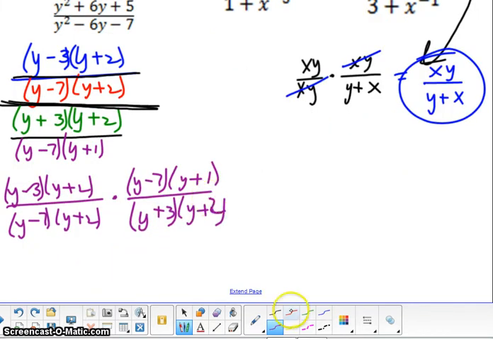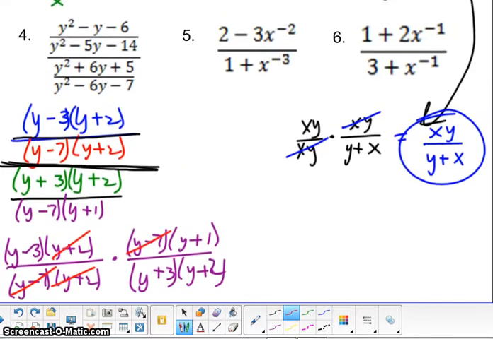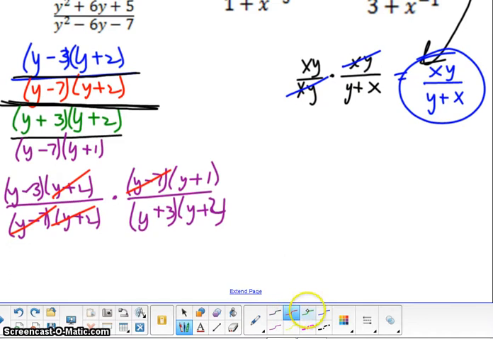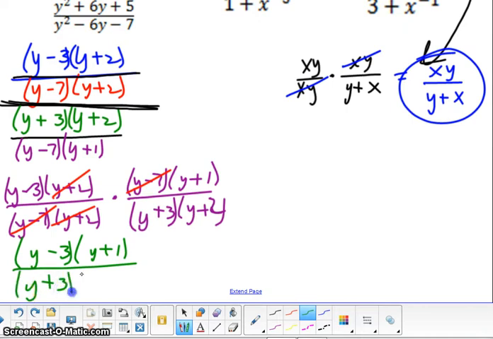That is a 2. Okay, so we can cancel diagonally or up and down. The y minus 2's are exactly the same, so are the y minus 7's. And all that is left, nope, I don't think there is anything left. So your final answer then is y minus 3, y plus 1, all over y plus 3, y plus 2. So in all the multiplication, they have to be exactly the same before you can cross them out.